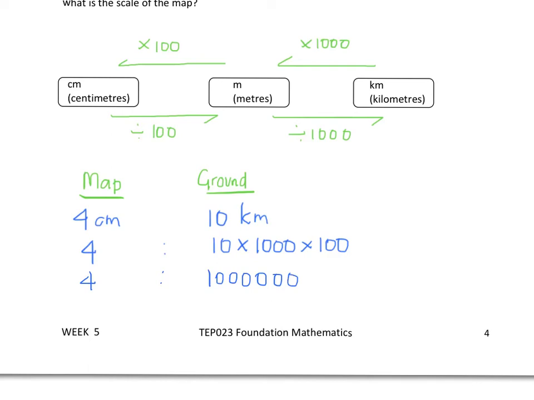Now that's a ratio, but is it the simplest possible ratio, or is there a common factor there? And if you think about it, you can divide 4 into 1 million. 4 divides into 4 once. 4 divides into 1,000,000 250,000 times. So your map scale in this case is 1:250,000.